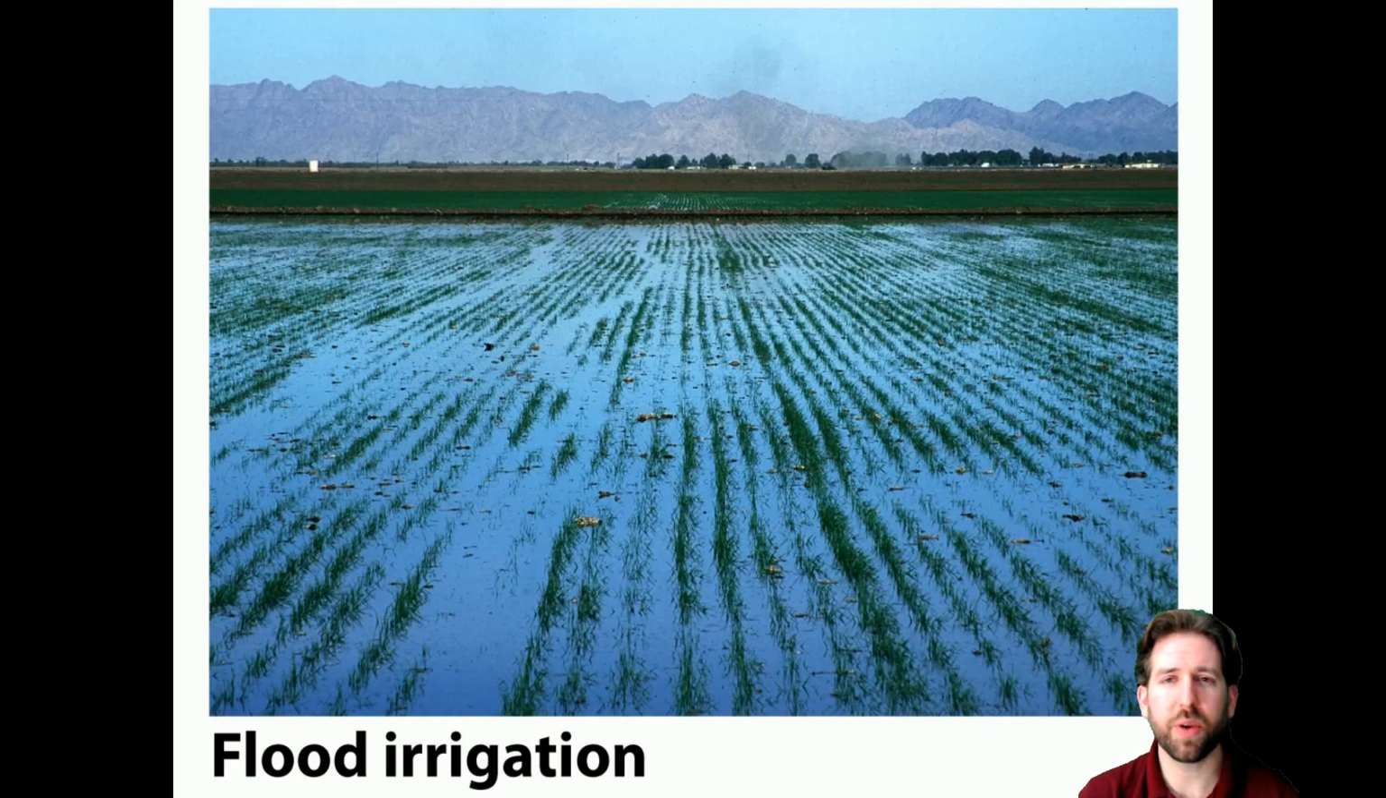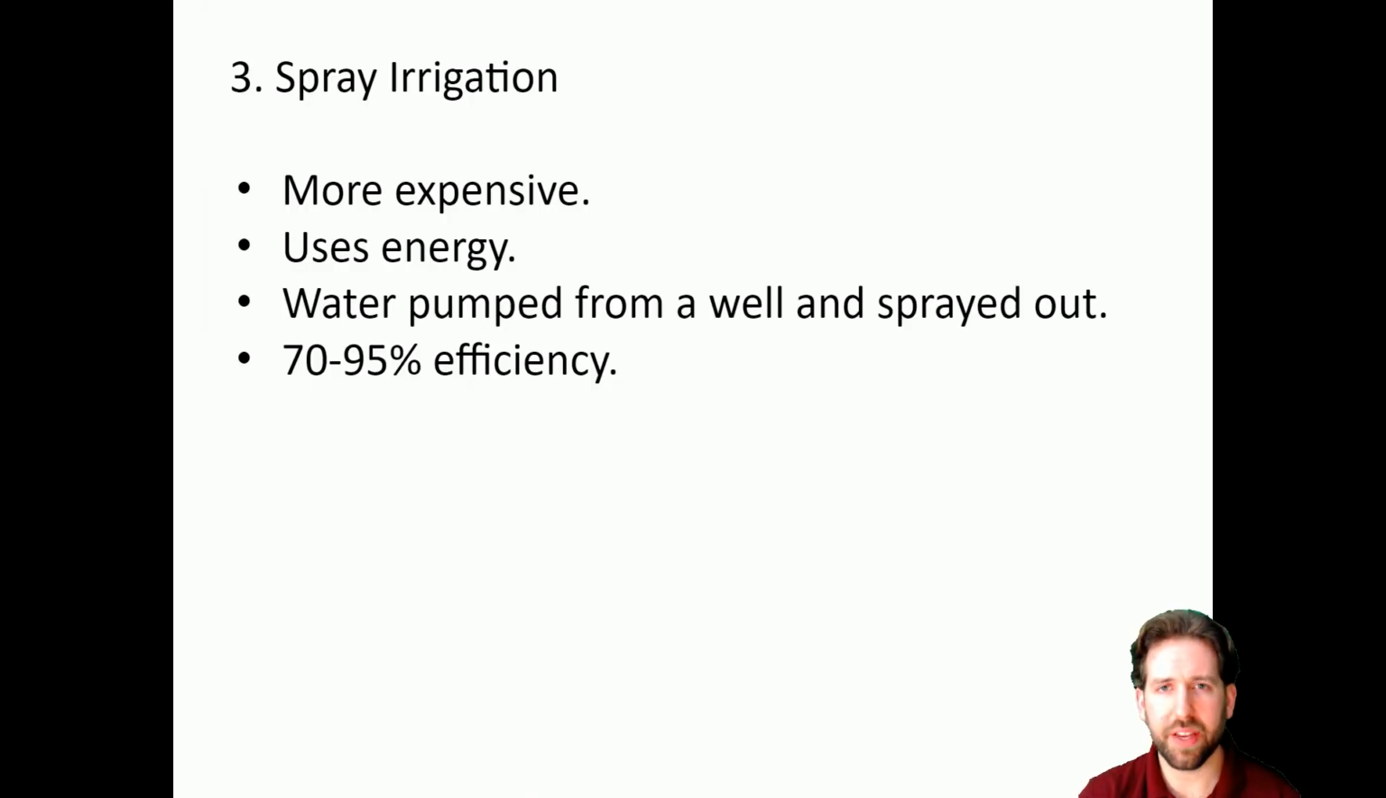So here's a quick picture of what that might look like. Just totally flooding a field, not continuously or for a long period of time, but just to cover that ground, make sure everything gets its water, and it will sink in and get its way to all of those crops. The next way that irrigation can be done is through spray irrigation.